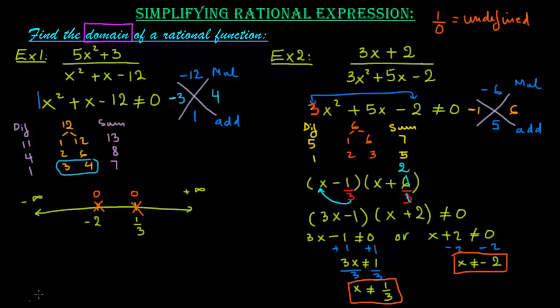Then the final answer in interval notation is from negative infinity to -2, with a parenthesis, which means not included, union -2 to 1/3 for this section, and union 1/3 to positive infinity. And that is the answer for example 2.